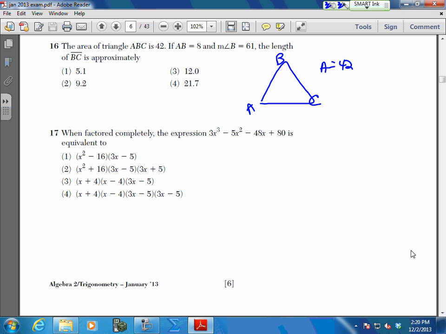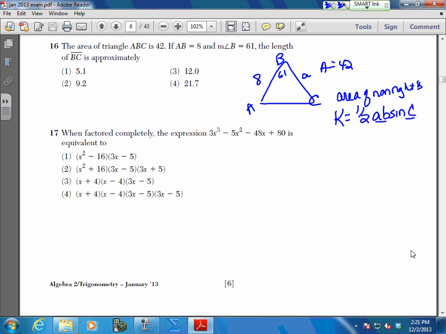If AB is 8 and the measure of B is 61, you need to find the measure of BC, which, remember the letters, the little letter is across from the angle. So we need to find the measure of BC, which we'll label A. Now, you have a formula on your formula sheet for an area of a non-right triangle. Your area formula begins with a K. You've got 1/2 AB sine C.